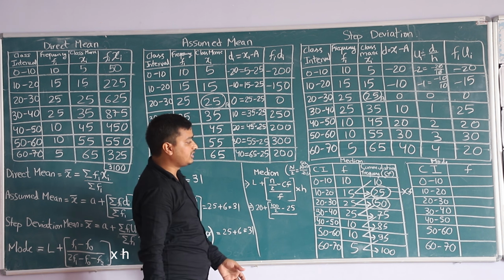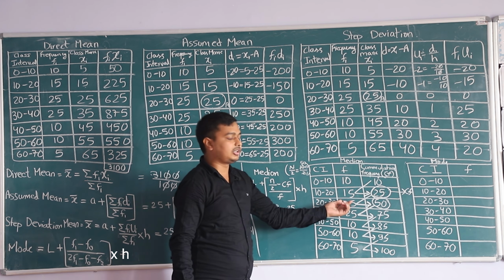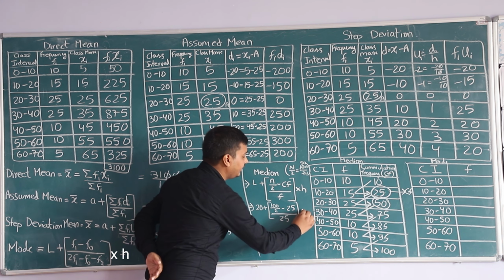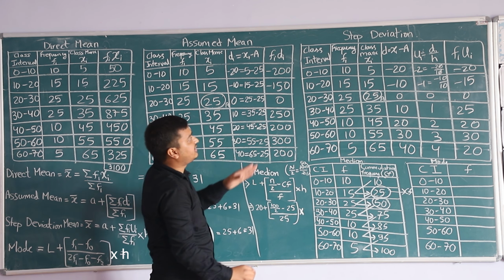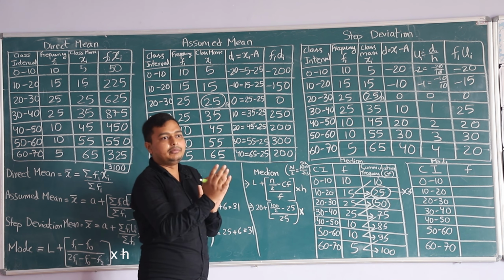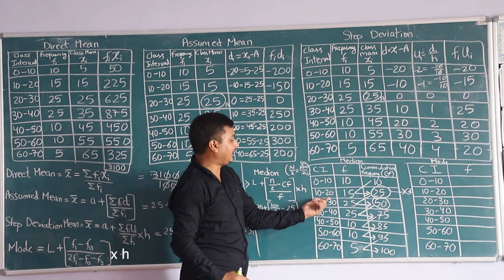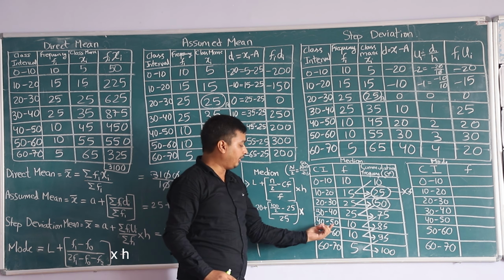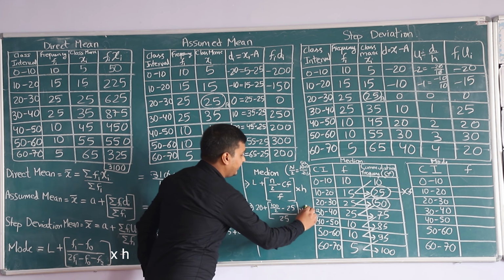Divided by frequency. Now how to calculate the frequency? Adjacent to this number, I got here 25. Up to here, into h. Now h, what does h mean? Height: upper limit minus lower limit. What is the gap here? 20 minus 10, 10. 30 minus 20, 10. 40 minus 30, 10. 50 minus 40, 10. So I will write it as 10.